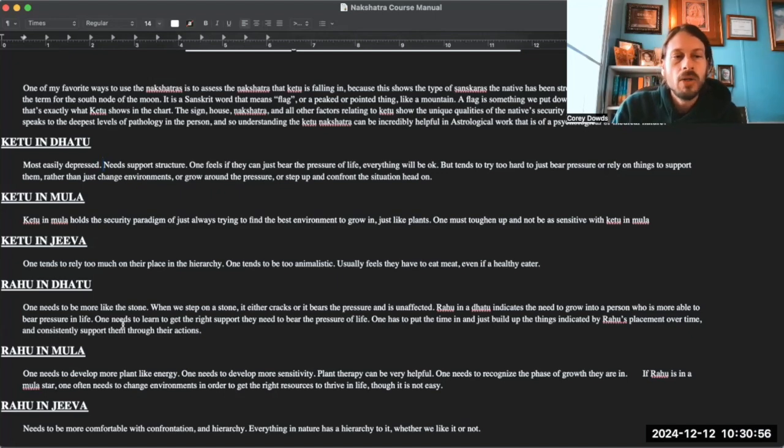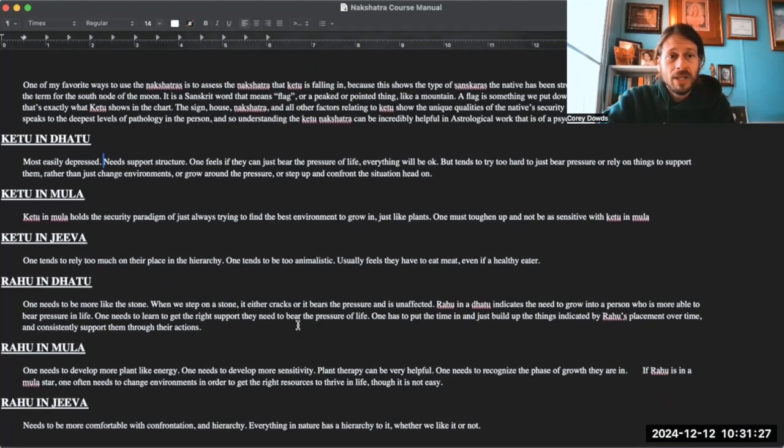And then Rahu in Mula, one needs to develop more of this sensitivity, more plant-like energy, more right brain energy, more aesthetic colors. Plant therapy is helpful, color therapy, music therapy, sound therapy, right brain things. One needs to recognize the phase of growth that they're in. And if Rahu's in Mula, they need to change environments often to get the right resources and nutrients to thrive.